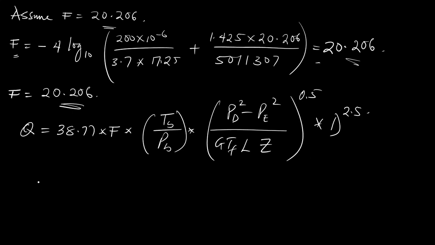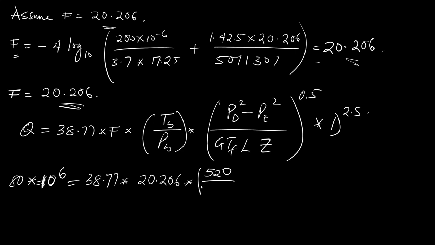So let's work it out. So now we have 80 times 10 raised to power 6 equal to 38.77 times F, which is 20.206, times T. T is 520 divided by the base pressure, which is 14.7, times.